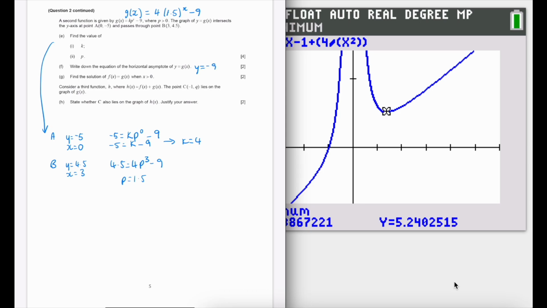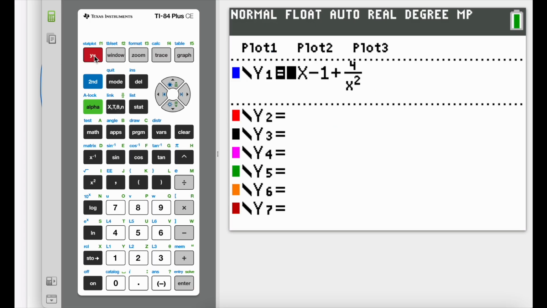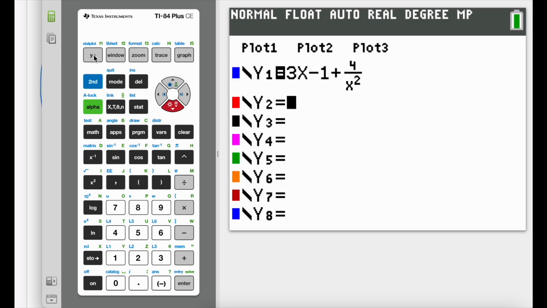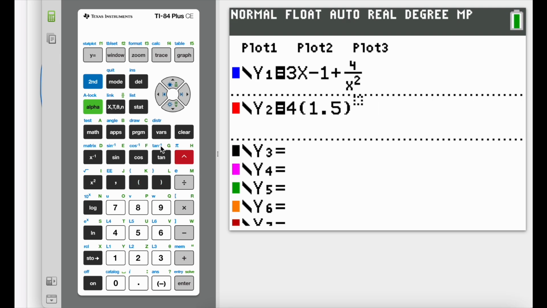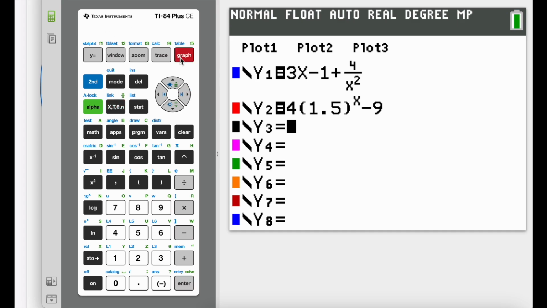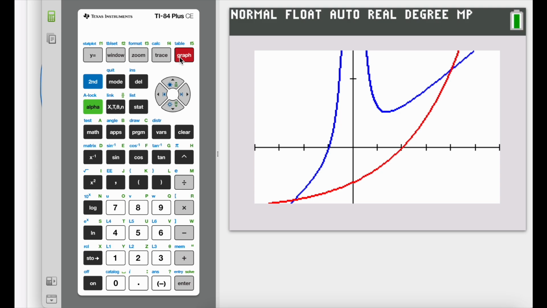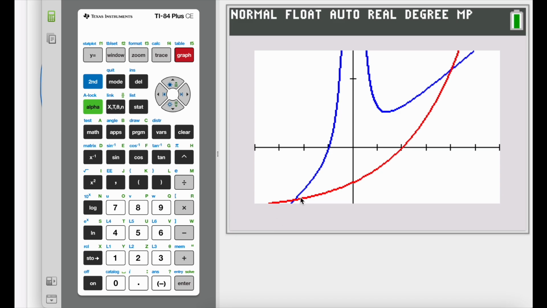And then for part G, we need to find the solution of f of x equals g of x. So for this one, we already have the f of x plotted, and now we're going to plot the g of x that we just found. So 4 times 1.5 to the power of x, power button, it's there, minus 9. And we have the two plotted together, and we're finding the solution of when they're equal. And there's two solutions there, one down here and one up here.